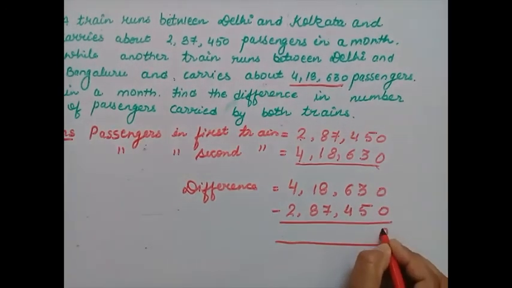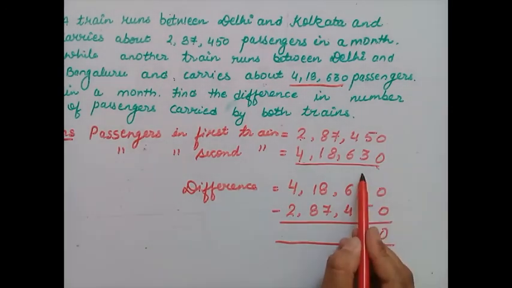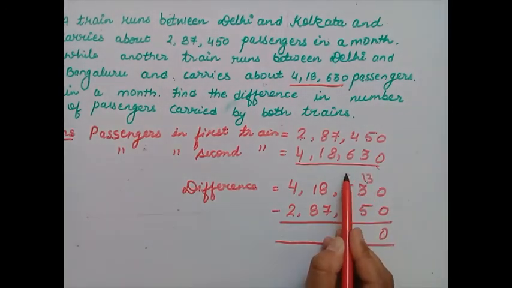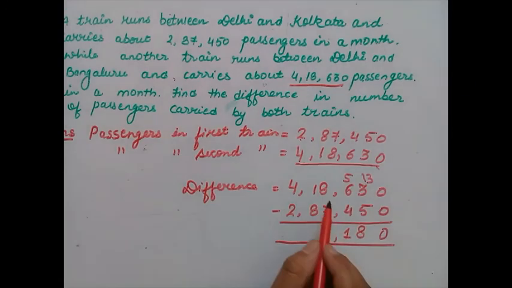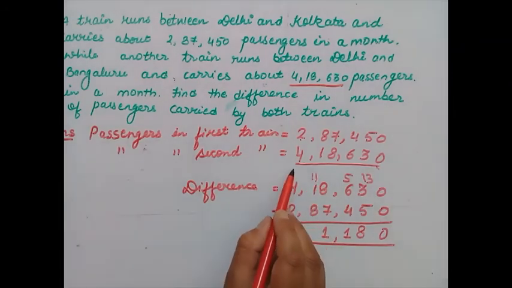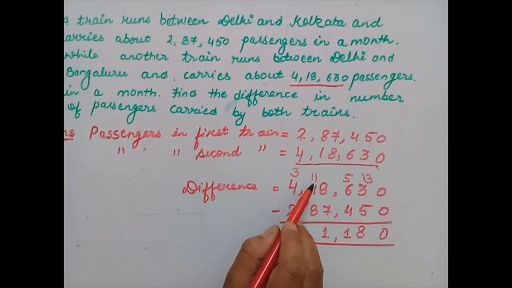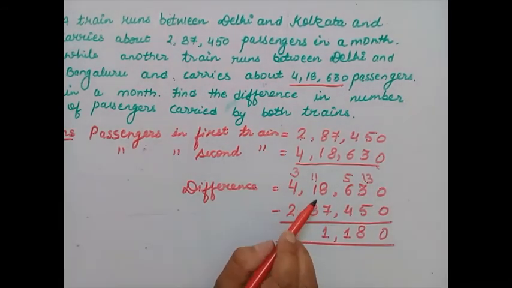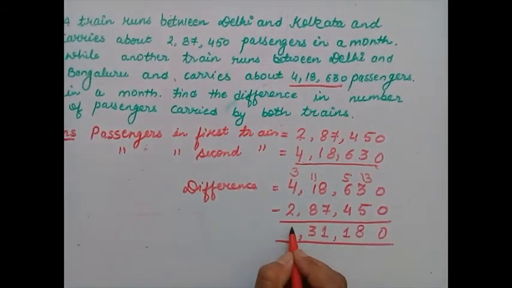So here 0, 5 cannot be subtracted from 3. So we will take a carry, it will be 13 and it will be 5. So 13 minus 5 is 8, 5 minus 4, 1, comma, 8 minus 7, 1. 8 cannot be subtracted from 1. So again we will take a carry and it will be 3. Always reduce the before number while carrying. Then 11 minus 8 is 3. Put comma here. 3 minus 2 is 1.